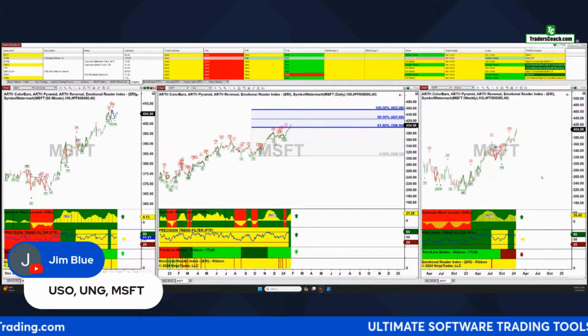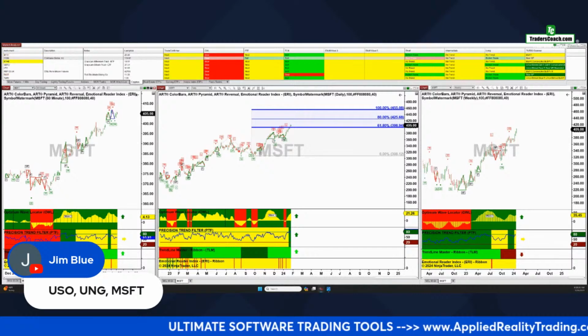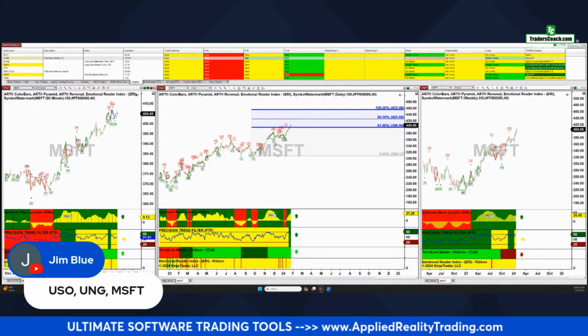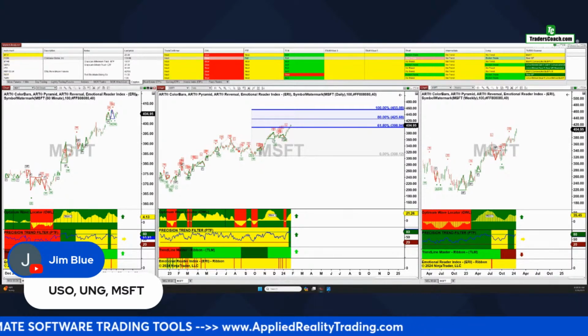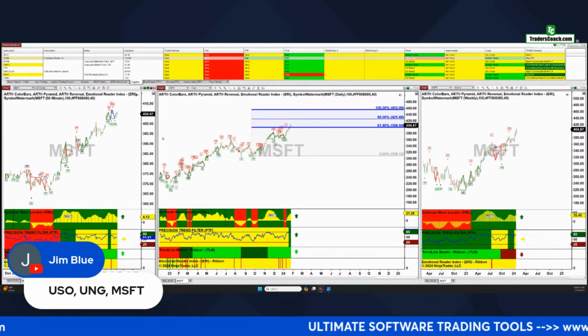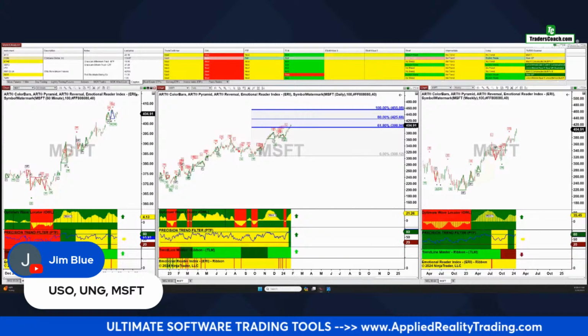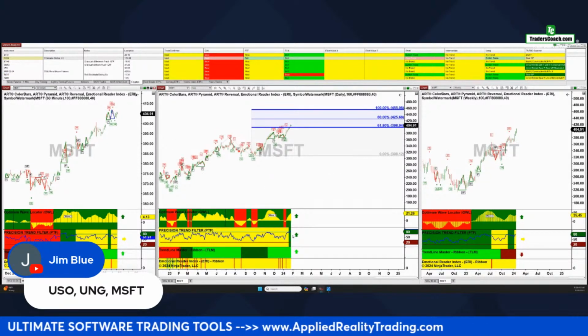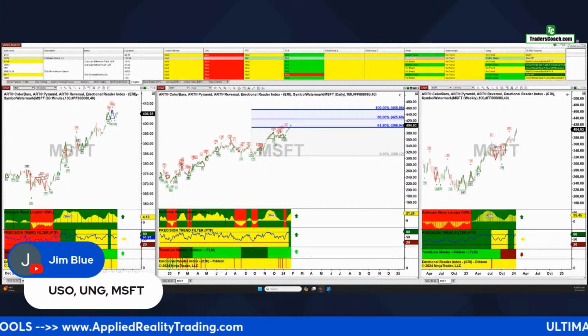If you're in Microsoft, put your stop right around here at 366.49. If you want to take profits because you're in the target zone, then use this stop on the 60-minute chart at 402.37. You've got a green PTF, so you're going higher. So that's Microsoft. Thanks, Jim.